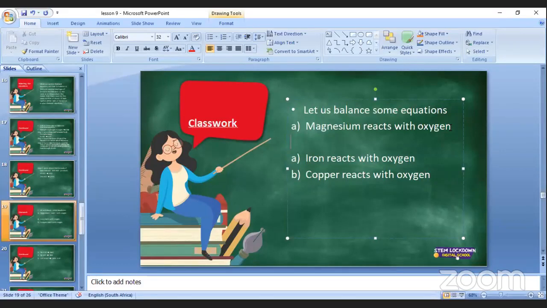Okay, I want you to take me through this like this. We've got magnesium reacting with oxygen. So magnesium reacts with oxygen to give us, this is what I want you to take me through, magnesium oxide.